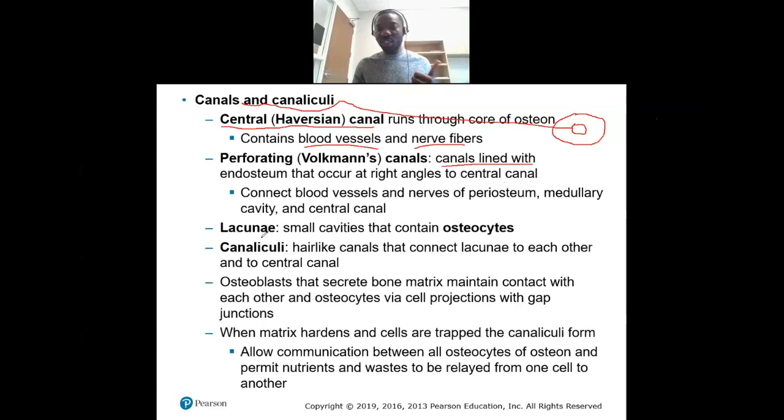Now, the lacunae, I already told you, lacunae is where the osteocyte is located. So it's like a peanut inside the shell. All right. Canaliculi is a canal. Now, think about it as canaliculi, canal. It connects the lacuna to the central canal. That's the job. And I'll tell you why when I'm reviewing the image in a bit. Now, osteoblasts that secrete bone matrix maintain contact with each other and osteocytes via projections with gap junctions. Now, let me go ahead and show you this structure and explain how it relates to you.